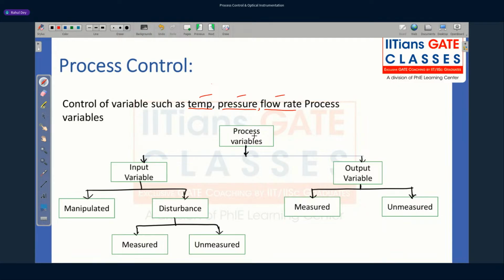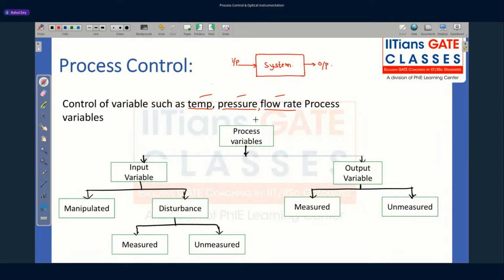Now, based on whether they are input or output, in a system, this is my input.